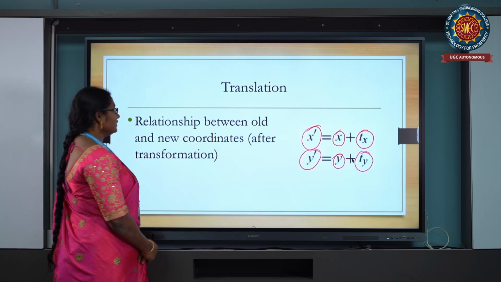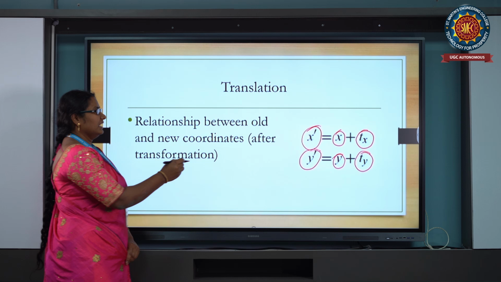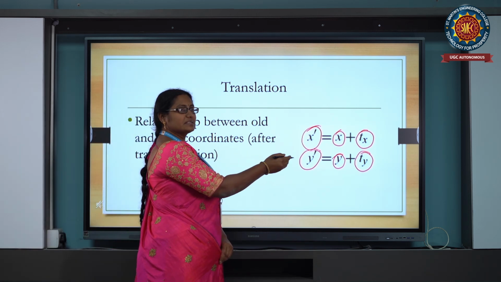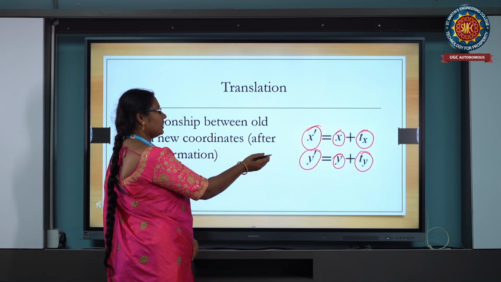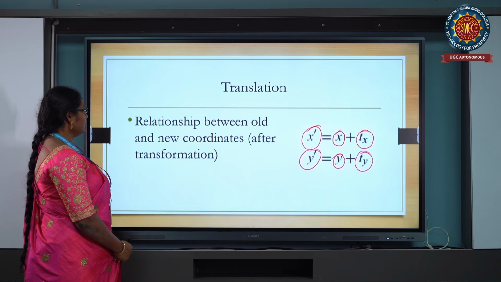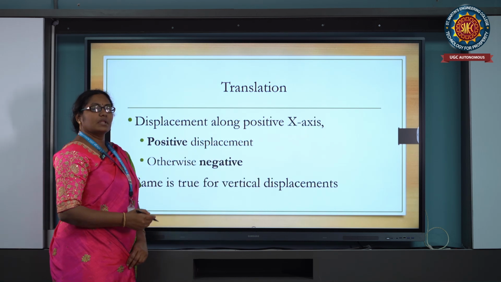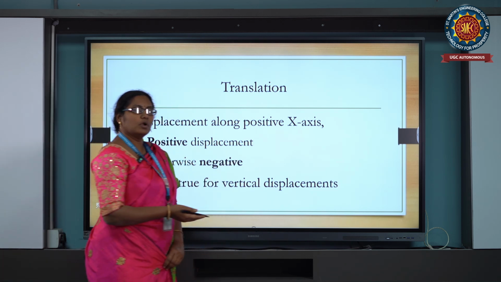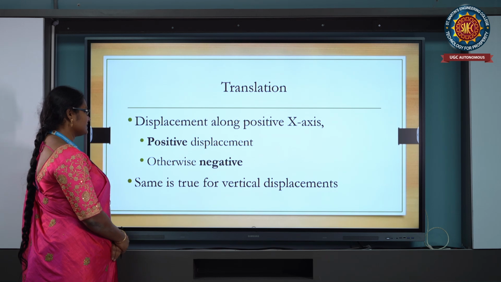Okay, so the translated points are x dash and y dash. x dash is adding the translation coordinate tx to point x, and adding ty to y in the y translated equation. So these are the relationships between the old coordinates and new coordinates. Okay, so this is translation.